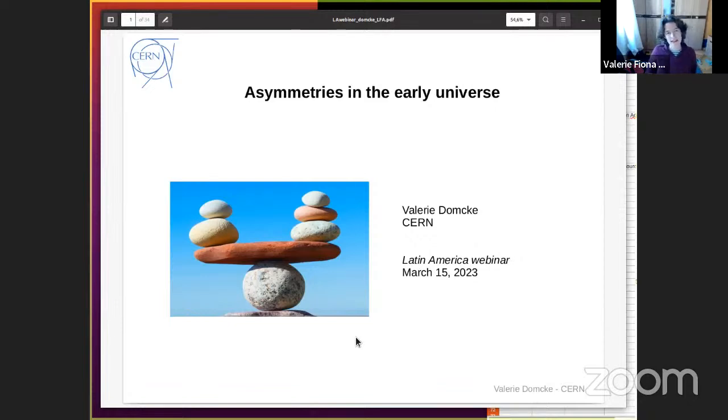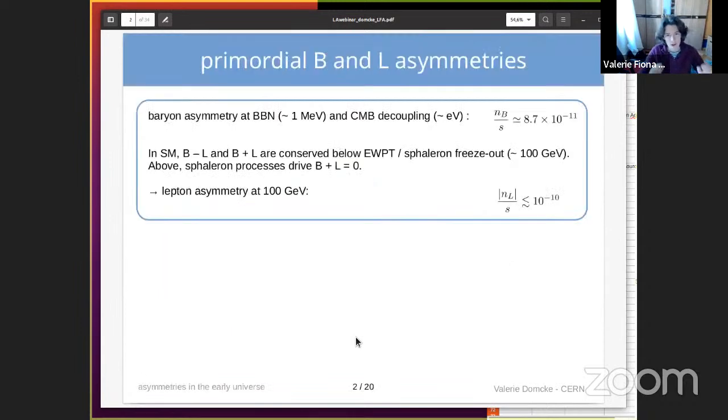Okay, so let me tell you about the asymmetries in the early universe, and let me start by telling you what I even mean by these words in my title. So normally, let me first introduce you to the standard lore about asymmetries, in particular about baryon and lepton asymmetries in the early universe.